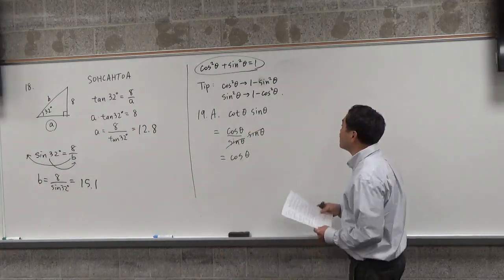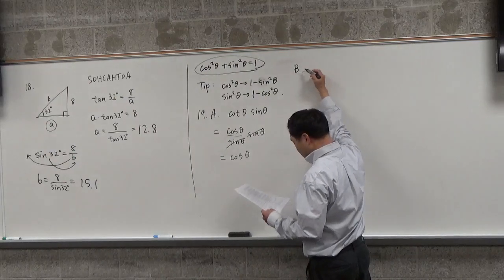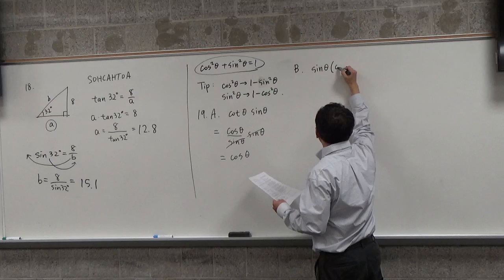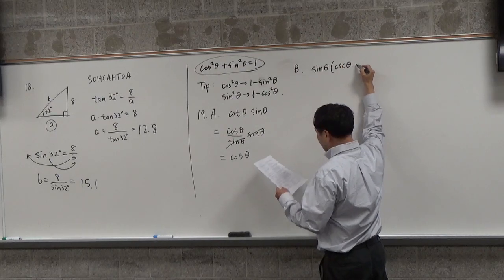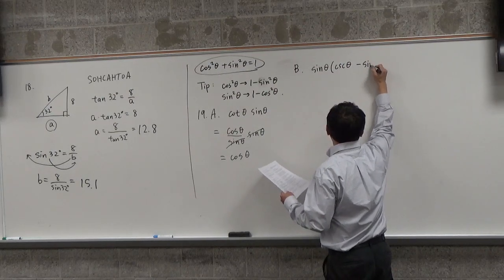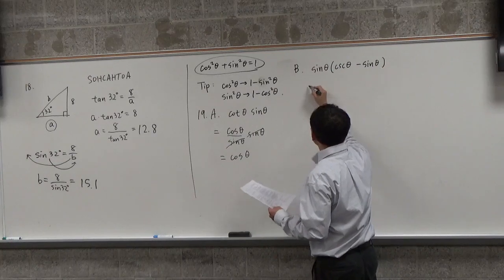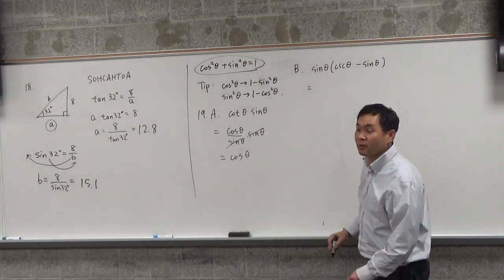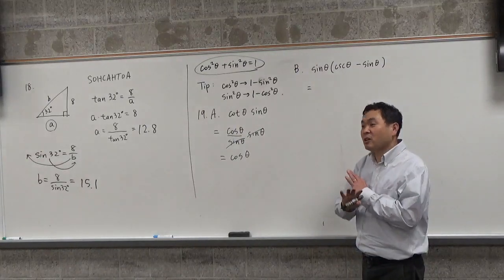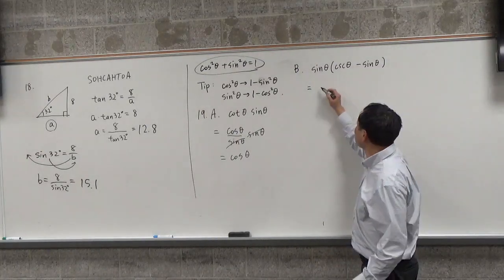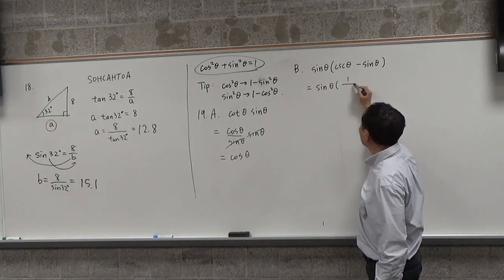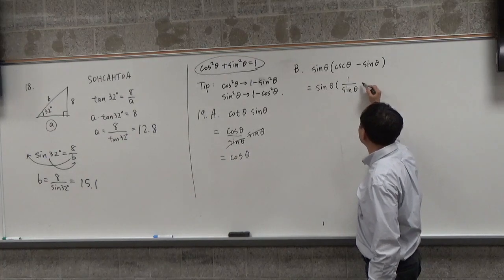That's it. That's all. Now B has sine theta times cosecant theta minus sine theta. Okay. Suggestions. What should we do? Try to change everything to sine and cosine. So what do? Cosecant would be 1 over sine. Yes.